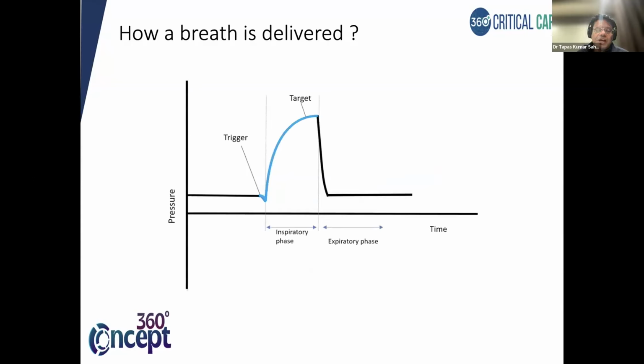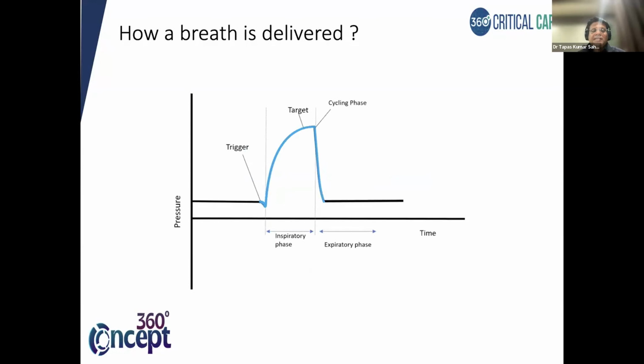Now, the trigger has already been given. Now the patient is trying to take the breath, but till what time, till what volume, till what pressure, that would depend on the target that we are fixing here. So the inspiratory phase will end when our target is fulfilled, whether it is volume or pressure. Now, once the target is achieved, then there would be a cycling phase.